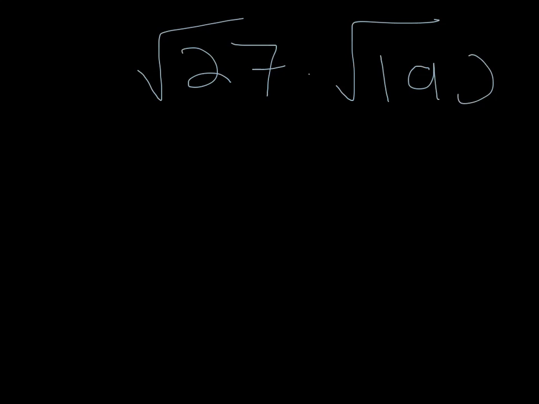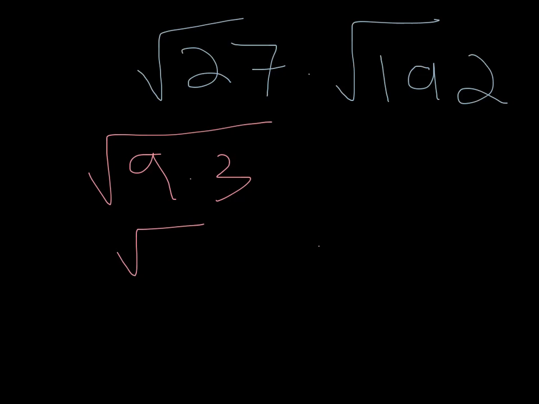Now let's make the problem a bit harder. Our problem is the square root of 27 times the square root of 192. From our previous expression, we know that the square root of 27 is equal to the square root of 9 times 3, or square root of 9 times the square root of 3, also known as 3 root 3. However, this is multiplied by the square root of 192.